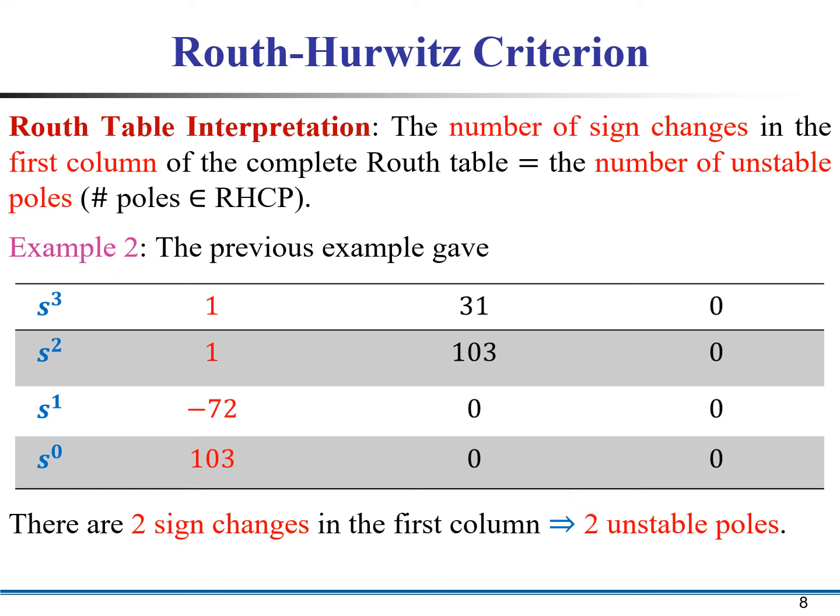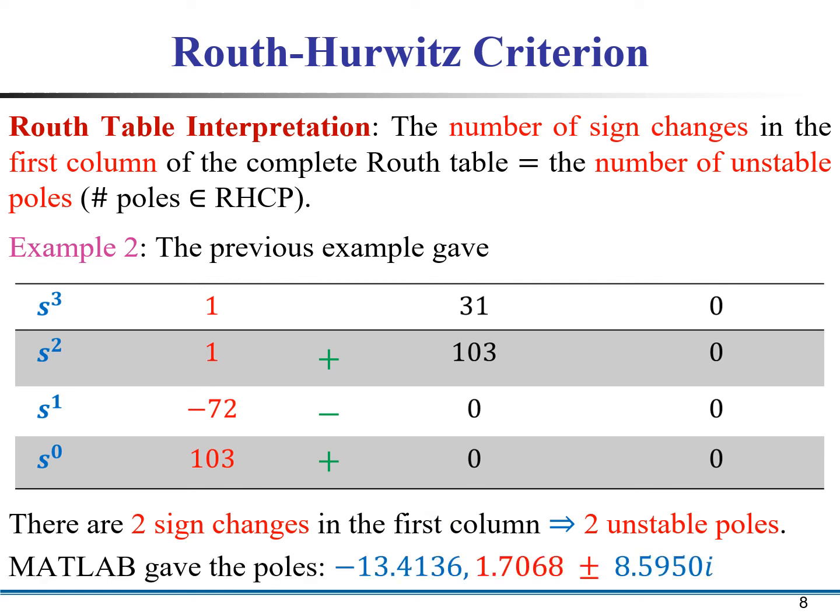Here if we see, it is plus, then it becomes minus, and then it becomes plus. So this is plus to minus and minus to plus. This is why we are saying that there are two sign changes. If we use MATLAB to find the roots, we see that one of the poles is in the left half S-plane and two poles, because this sigma is positive, two complex poles are in the right half S-plane. So the closed loop is unstable.